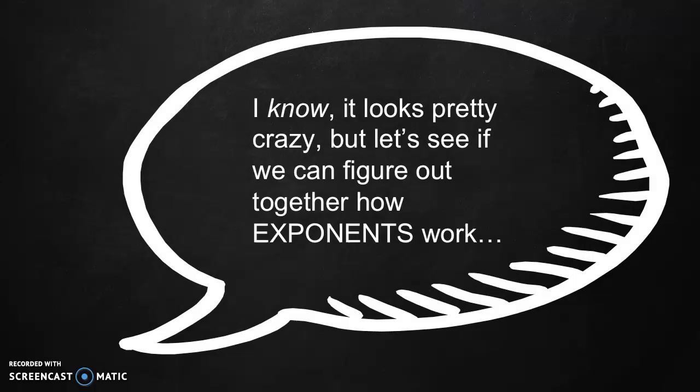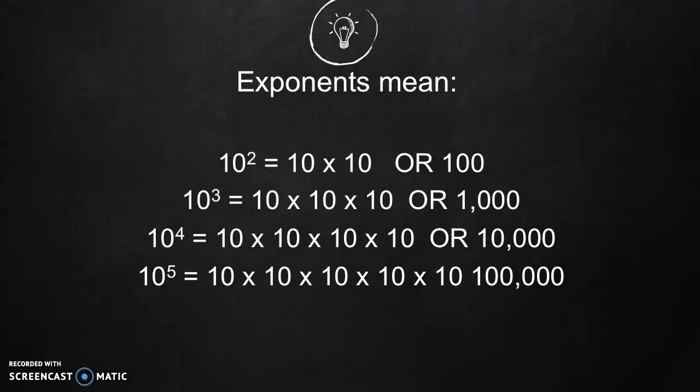Now, I know it looks pretty crazy, but let's see if we can figure out together how exponents work. Exponents mean what I've written below. Okay, let's take a really close look at what I've shown you. Right here, I wrote out the number form of 10 to the power of 2, or 10 with an exponent 2. It's really the number of tens I'm multiplying by themselves. So I have 2 tens here. Notice I did not write 10 times 2. That's 20. I'm writing something different. I'm saying 10 times 10, or 10 multiplied by itself 2 times, which is 100.